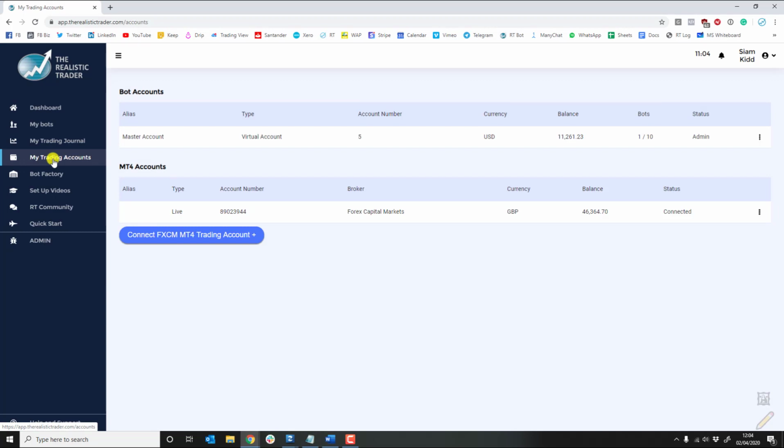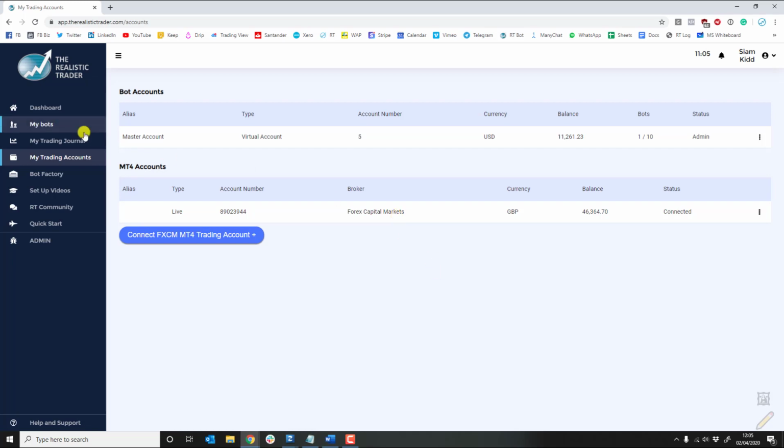So your bot has an inbuilt demo account. When you're running it, it puts every single trade through your demo account, and then if you have a live account connected to it, basically the demo account copies or mirrors the trades onto your live account.